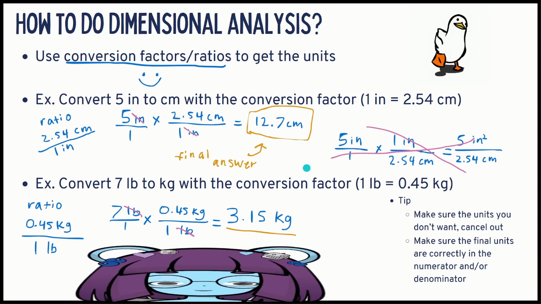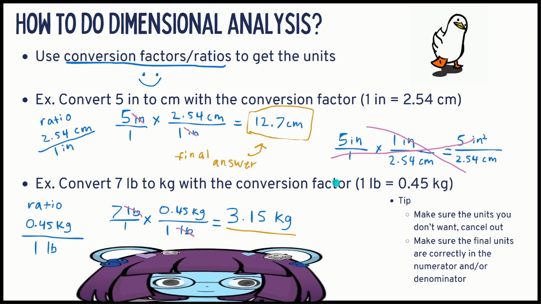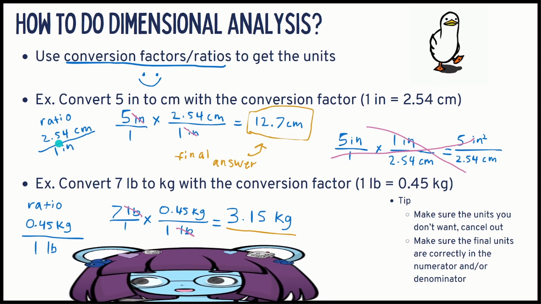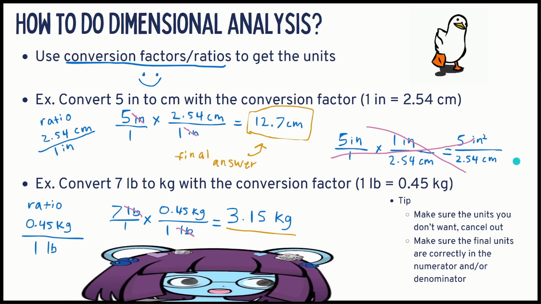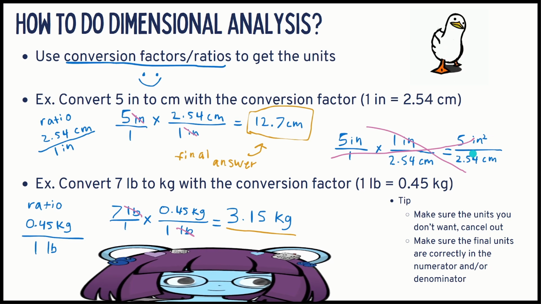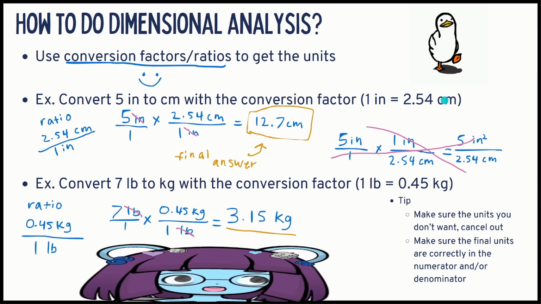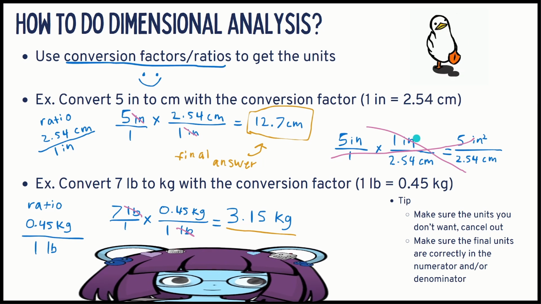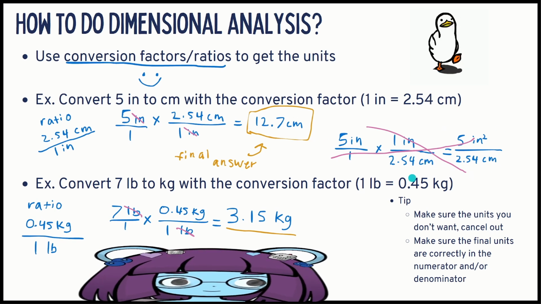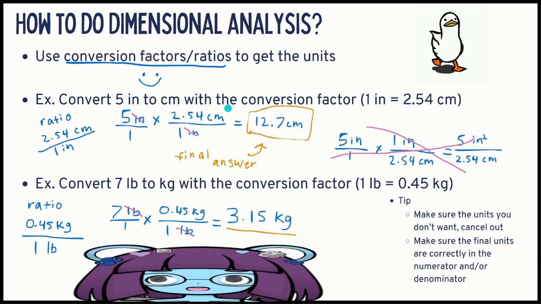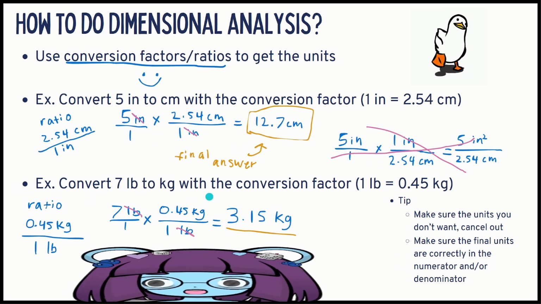So here's a little tip. Make sure the units you don't want cancel out. And you can flip the conversion ratio to however you like, as long as it cancels out. And you can check your final answer by making sure all the units are correctly in the numerator and the denominator. For example, if I got the conversion factor of this and I wrote it as 1 inch over 2.54 centimeters, you would not be able to cancel out inches, and instead you would get this value. So what you need to do is simply take this and flip it, and then you will be able to just get centimeters.